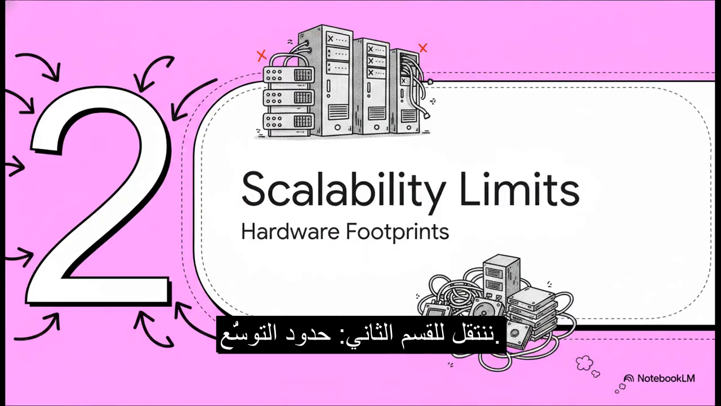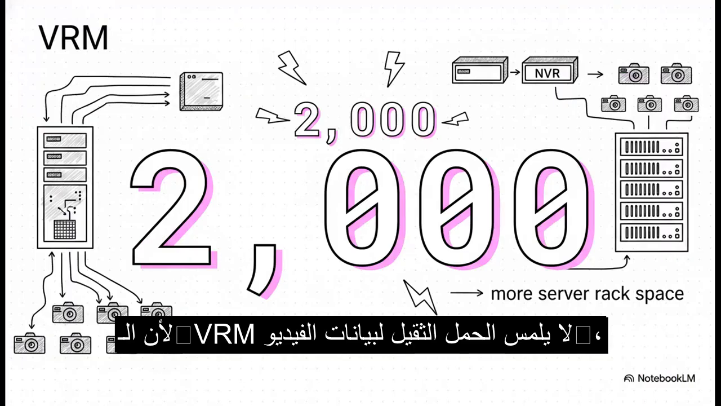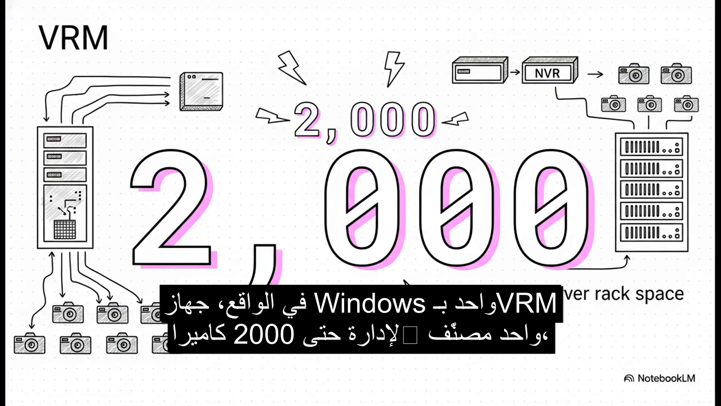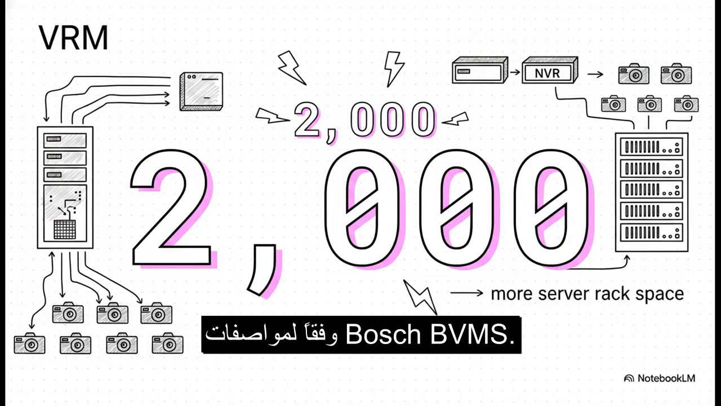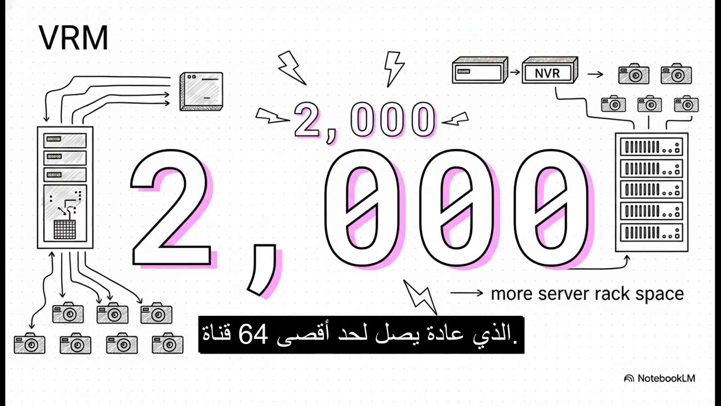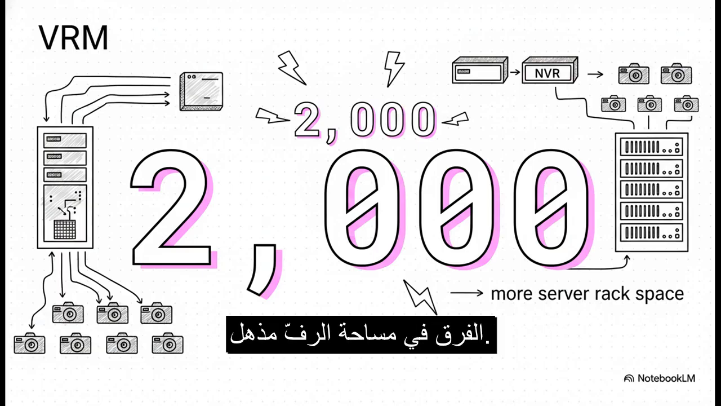Moving on to Section 2, Scalability Limits. Let's look at the hardware footprint consequences of this. Because the VRM never touches the heavy lifting of the actual video data, its hardware footprint is incredibly light. In fact, a single Windows machine running just one VRM instance is rated to handle up to 2,000 cameras, right according to Bosch BVMS specifications. Compare that to a typical mid-range NVR for, say, a hospitality project, which generally maxes out around 64 channels. So 64 channels versus 2,000 channels on a single machine. The difference in your server rack space is just absolutely staggering.